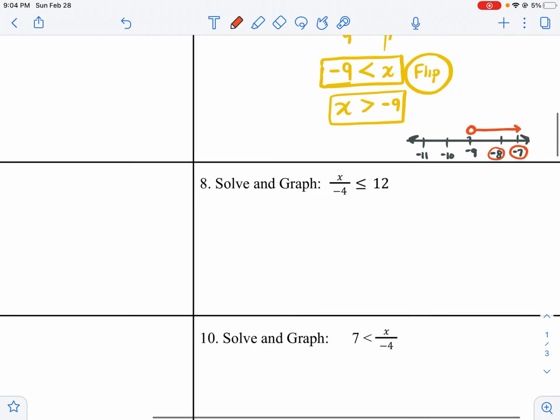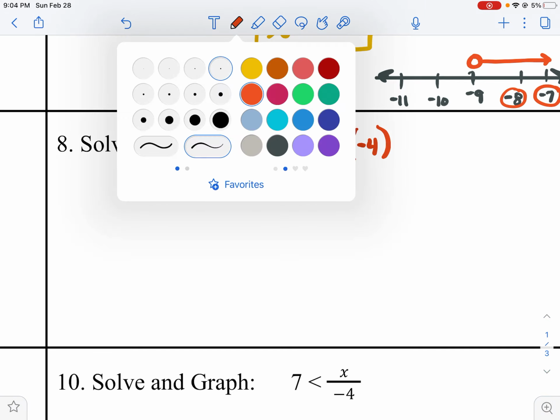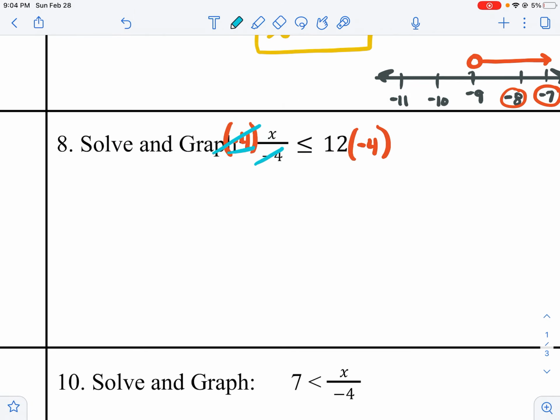Now, I wanted to do one over here. We have number 8 because this is dividing on both sides. So we see x divided by -4. To undo division, we must multiply both sides by -4. And what that does is these -4s cancel because one's in the numerator and one's in the denominator. They cancel each other out, leaving x. And since I multiplied by a negative, our sign must flip. And then 12 times -4 is -48.